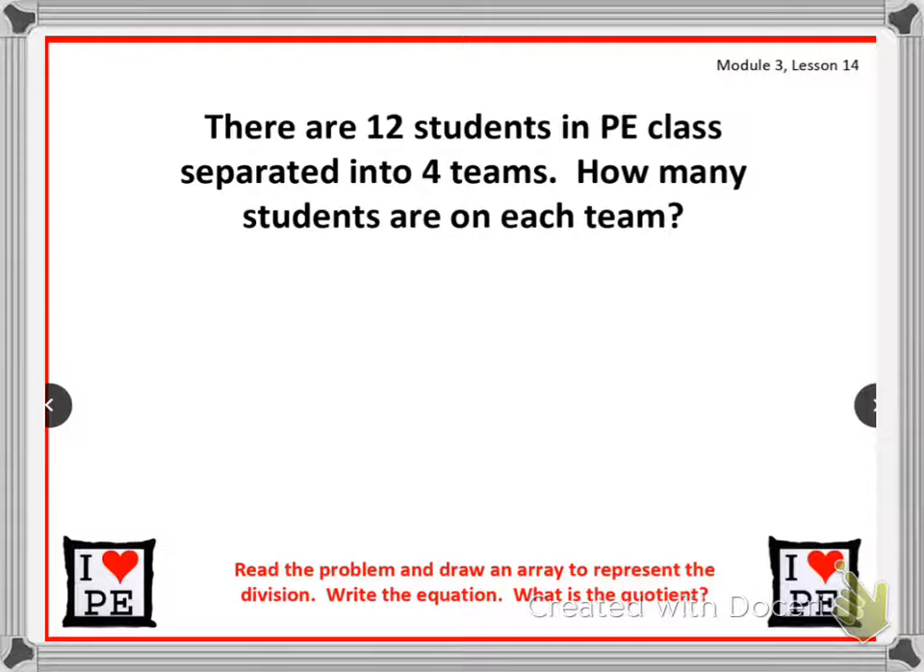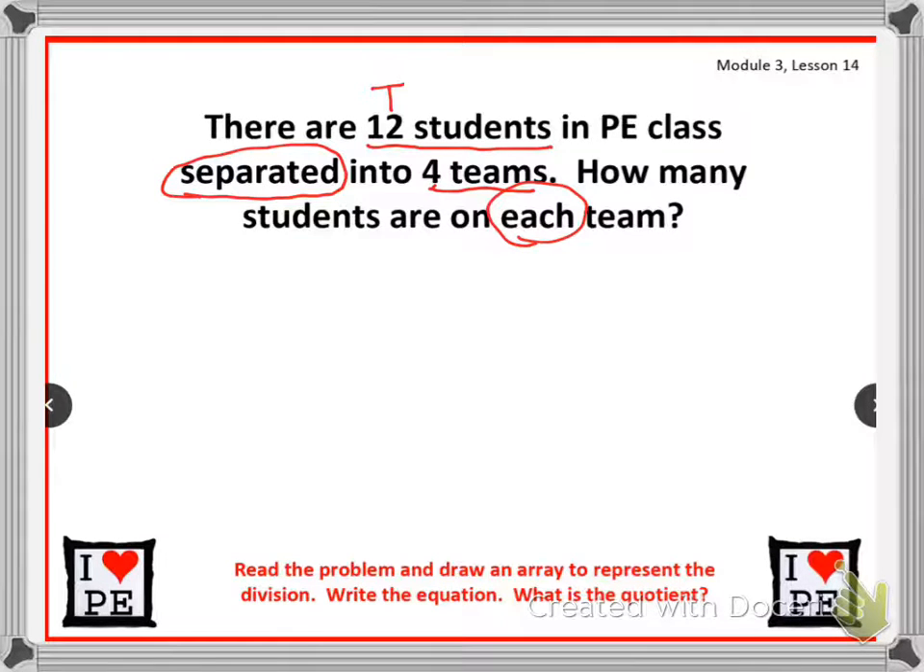There are 12 students in PE class separated into 4 teams. How many students are in each team? Well, let's start reading that again. So we've got a total. There's our total, 12 students. And they're separated. Here's a little word that might help us know that we're going to be dividing, into 4 teams. How many students are on each team? So we're looking at partitive division because we've got our groups. We've got 4 groups. We want to know how many students will be in each of those groups. So this is partitive division.